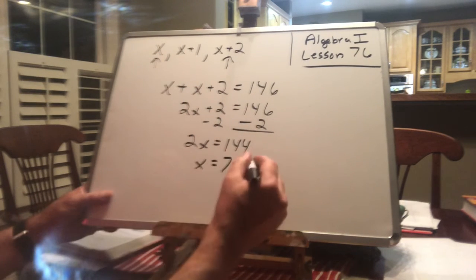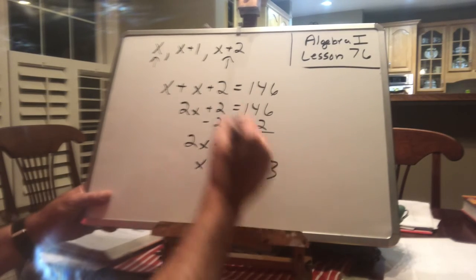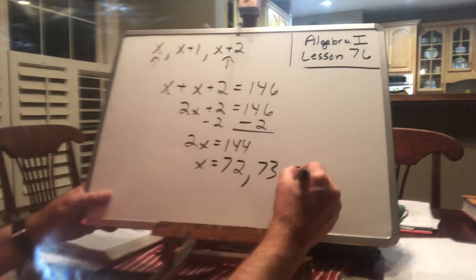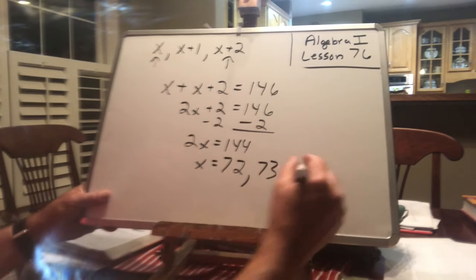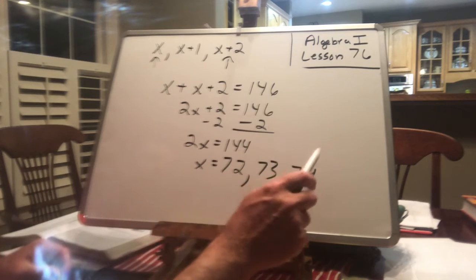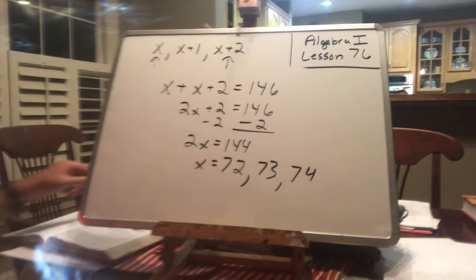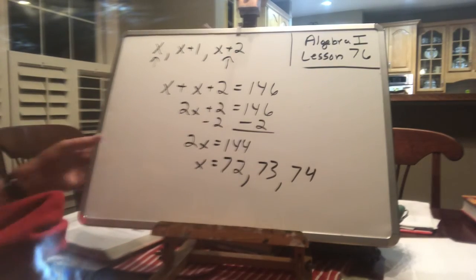So what is my answer? X equals 72. X plus 1 equals 73. And x plus 2 equals 74. Those are my three consecutive integers. And if you add 72 and 74, they're going to equal 146. You insert those in there, they'll equal 146. All right, next one is example 76.2.